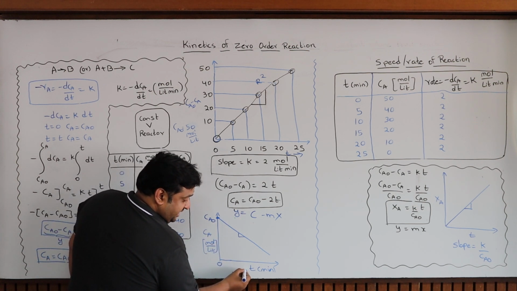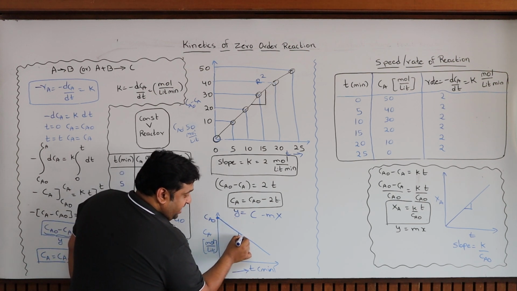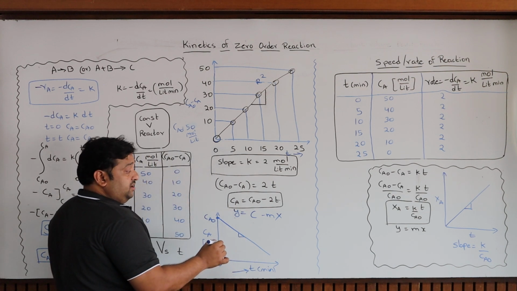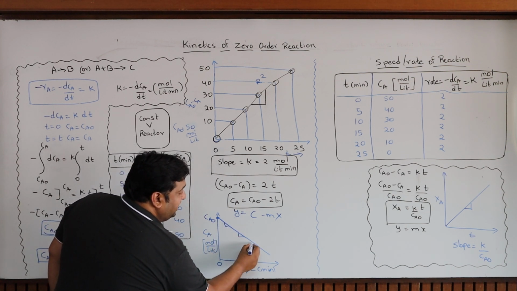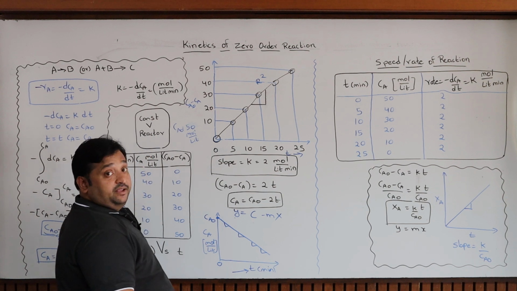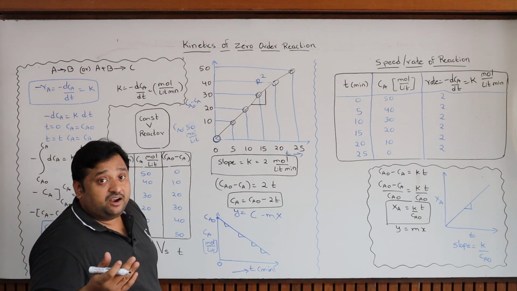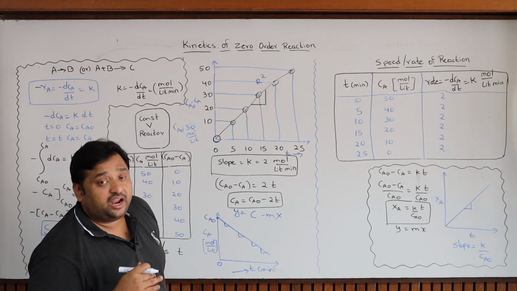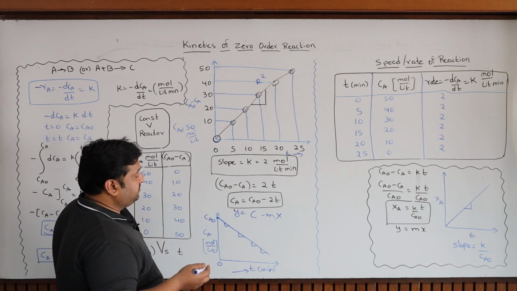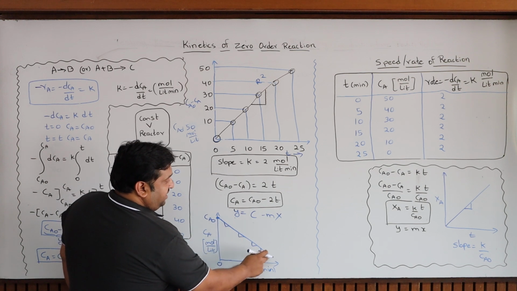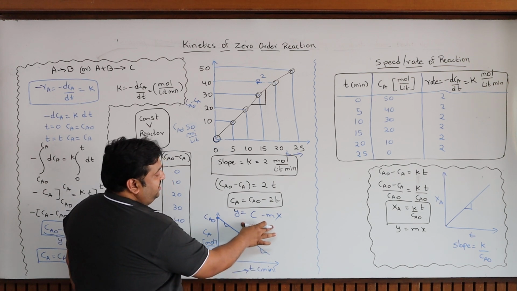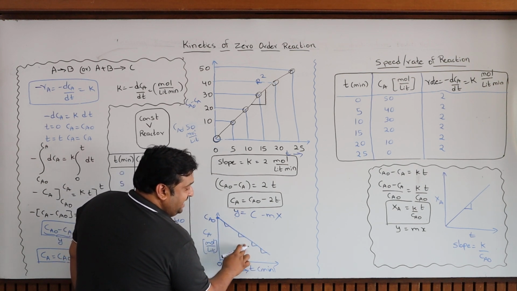As time increases, the concentration of A will drop, and the slope of the line is constant everywhere. I will show you what advantage we get and what disadvantages we get from the slope being constant. And this is a straight line because the line equation is a straight line. That means the concentration will drop linearly.